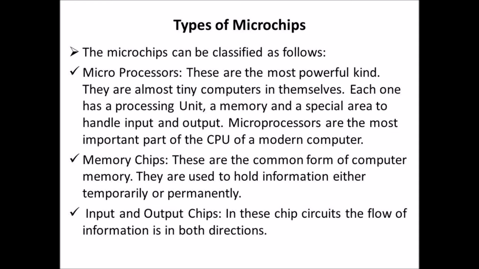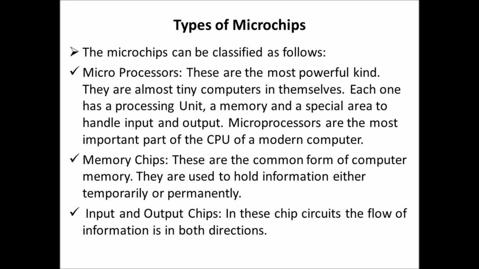The microchips can be classified as follows. First one, microprocessors. These are the most powerful kind. They are almost tiny computers in themselves. Each one has a processing unit, a memory, and a special area to handle input and output. Microprocessors are the most important part of the CPU of a modern computer.